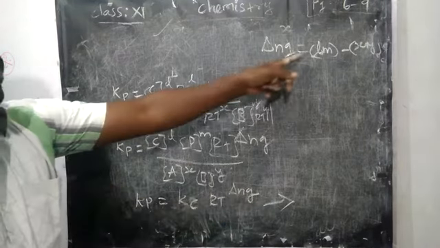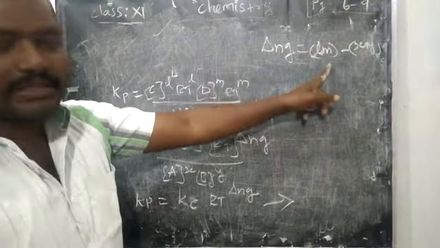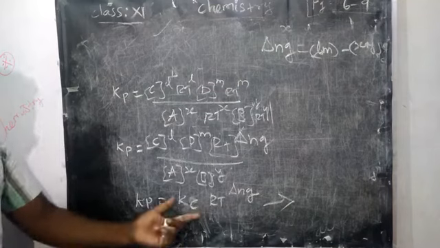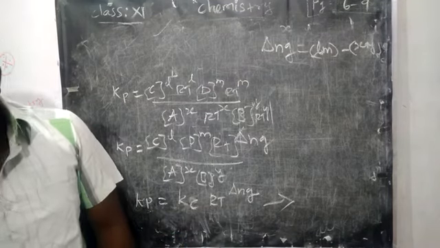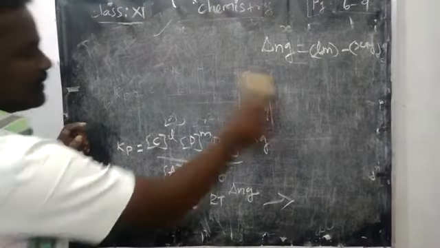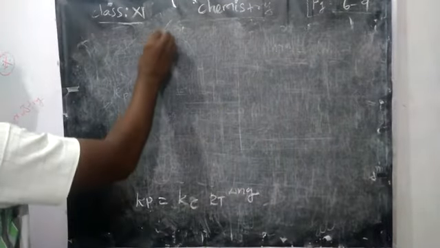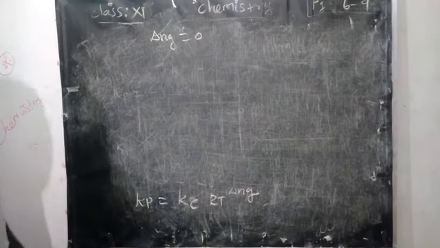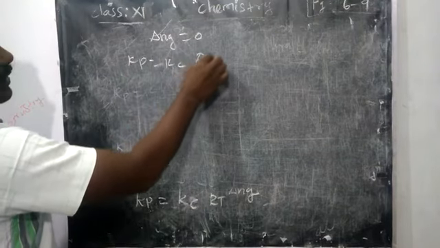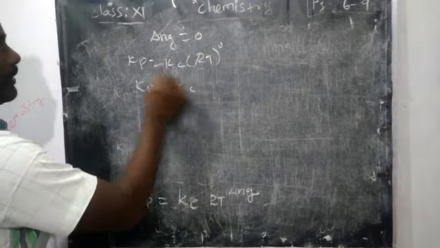What is delta ng? The sum of coefficients of products minus the sum of coefficients of reactants. Right, we have found the relation. Based on the delta ng value, we can simplify or apply it in many equations. If the delta ng value is 0, what will happen? Kp is equal to Kc RT power 0. Anything power 0 becomes 1. So Kp is equal to Kc.